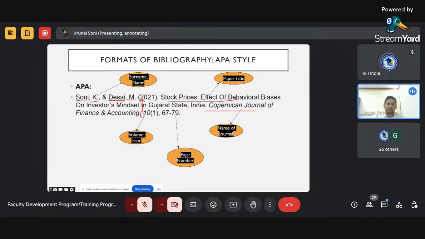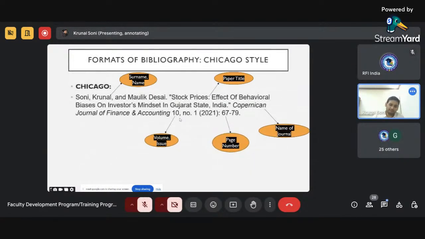But the year of publication has moved from here to here, and there was one change in the name of the authors. Volume, issue, and page number need to be the same, nothing to change, right? So this is how the changes are happening.